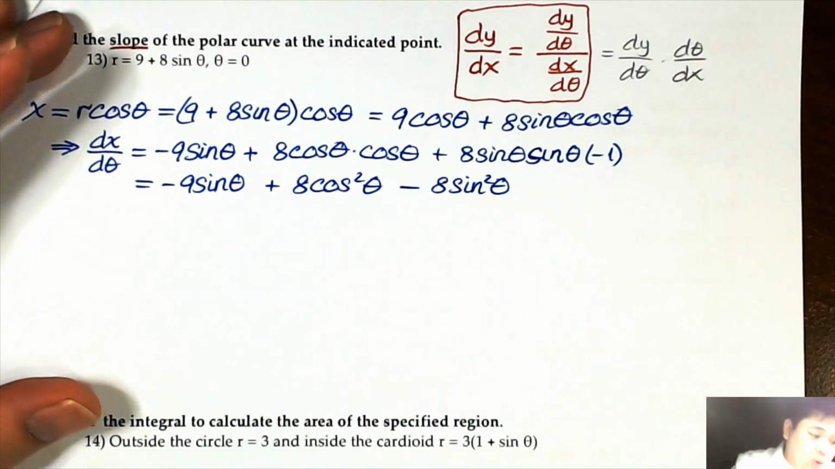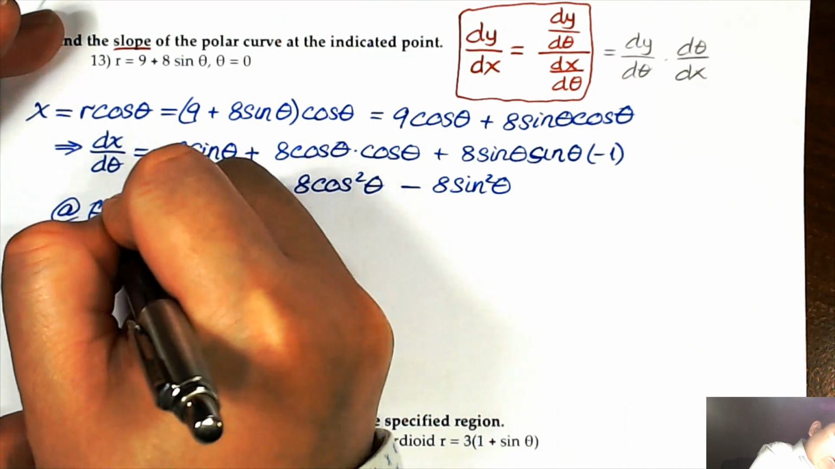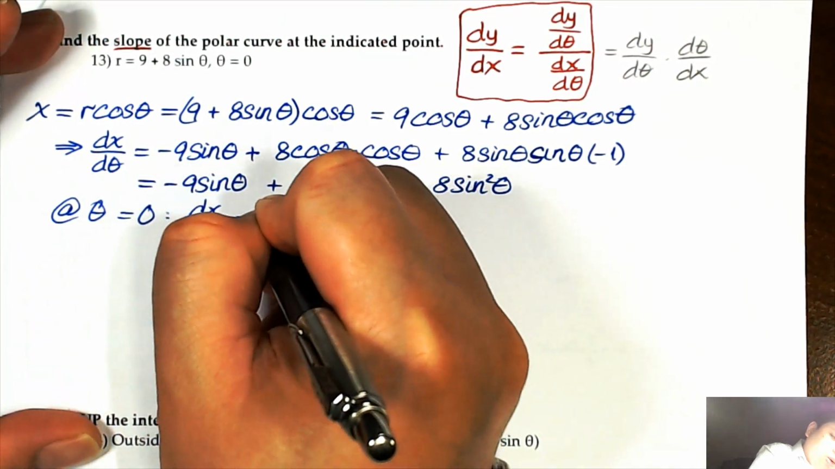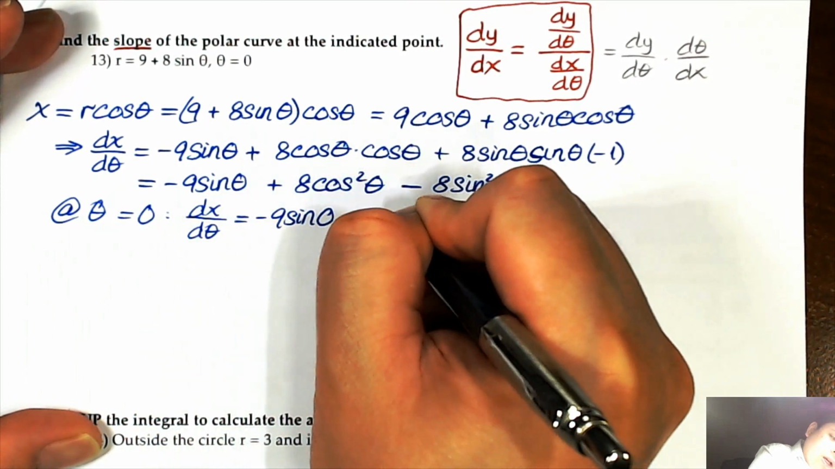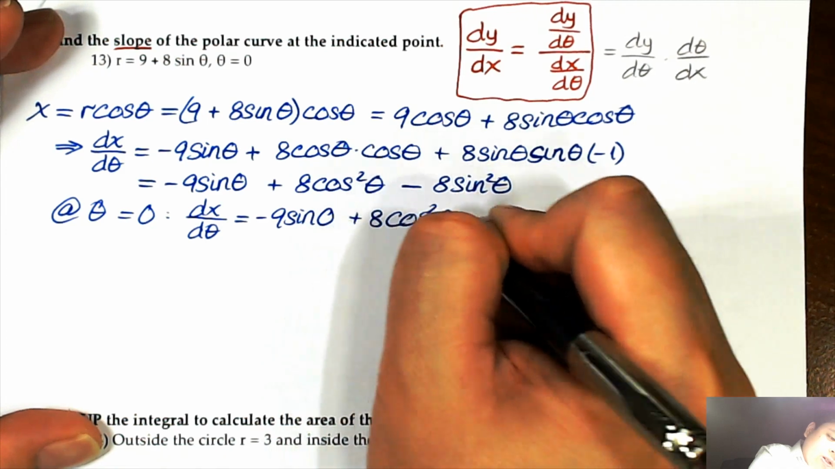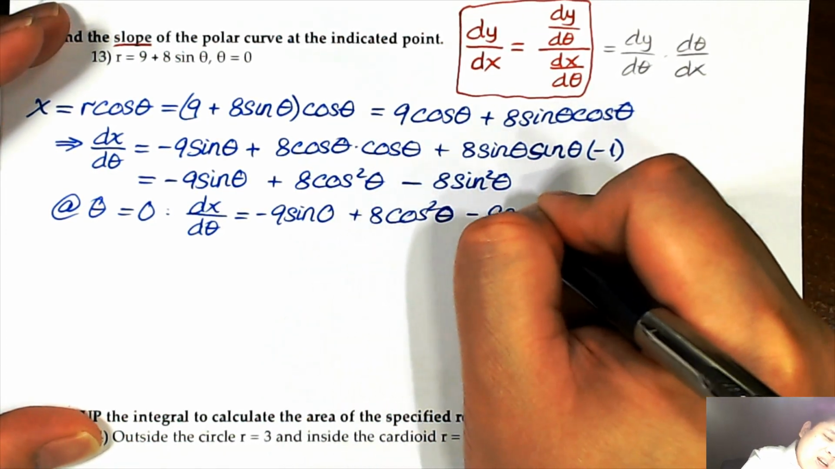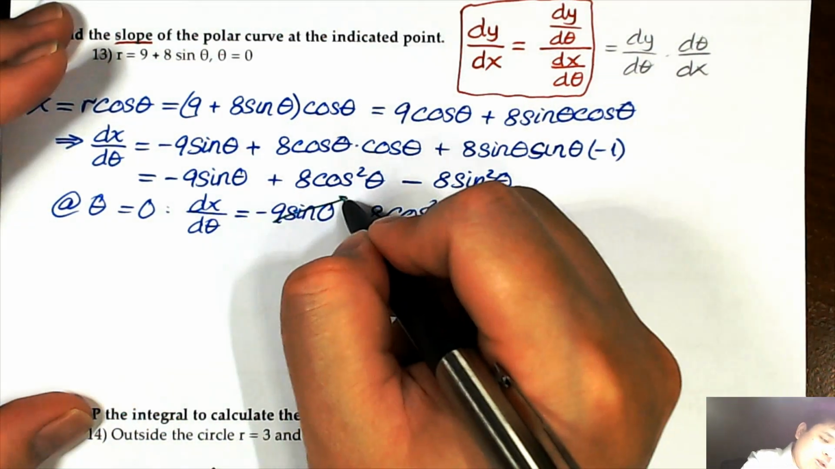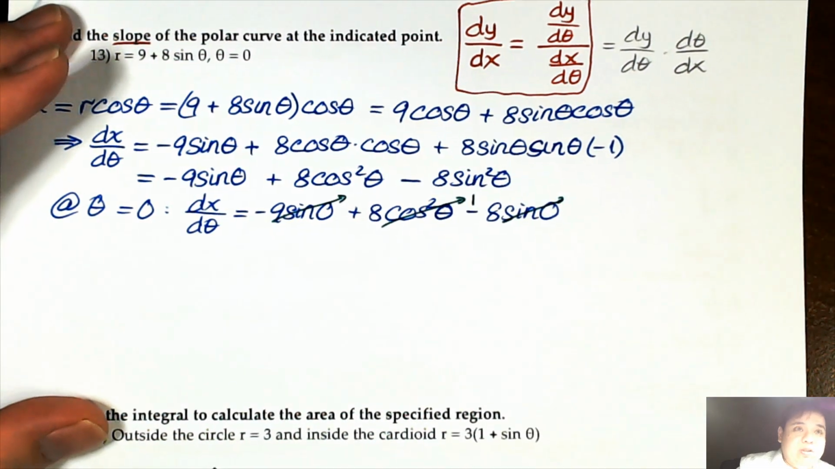Now we have theta equal to 0, so we will evaluate at theta equal to 0. The derivative equals negative 9 sine of 0, plus a cosine square of 0, that is 0, not theta, minus a sine square of 0. Sine of 0 is 0, cosine of 0 is 1, so that will just give us 8.